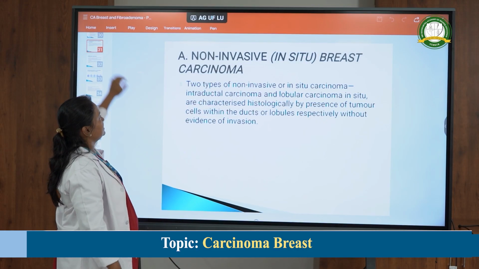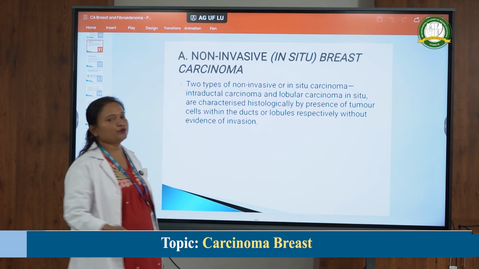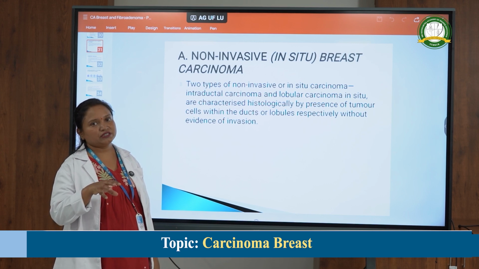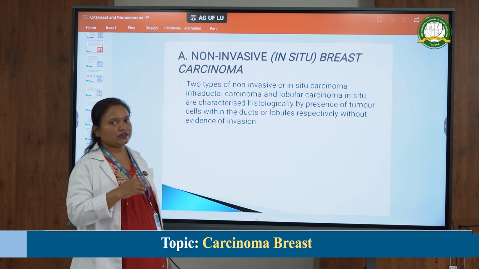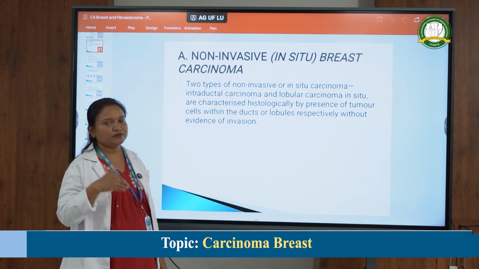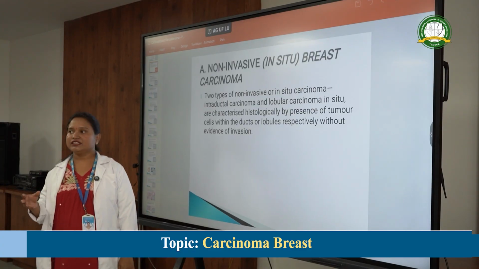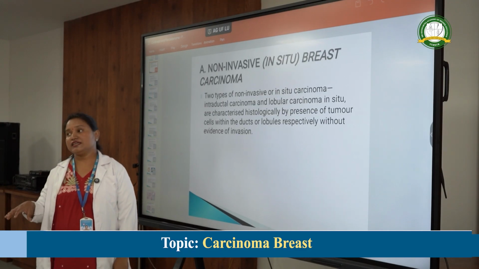So first we'll see non-invasive breast carcinomas. Non-invasive, I've told you, means if there is no breach in the basement membrane, the ducts are intact, so the tumor will be inside. If there is a breach, then the tumor cells will move out into the stroma. But here in situ, the basement membrane will be intact. That's why it is called in situ.